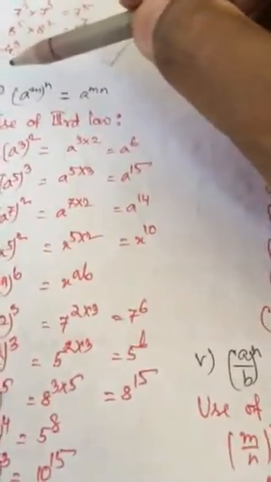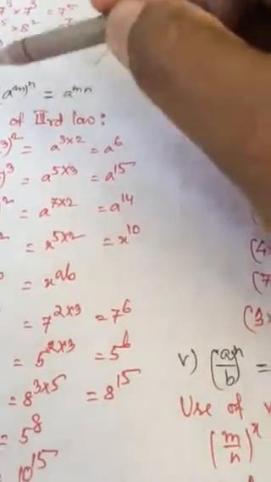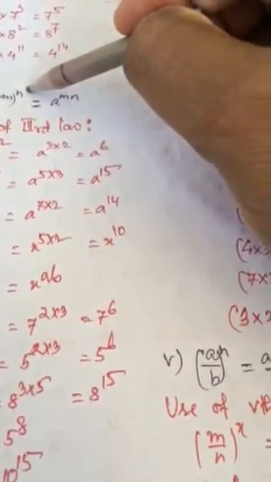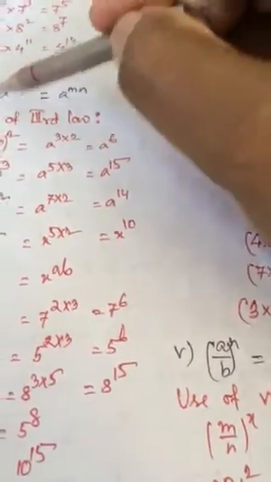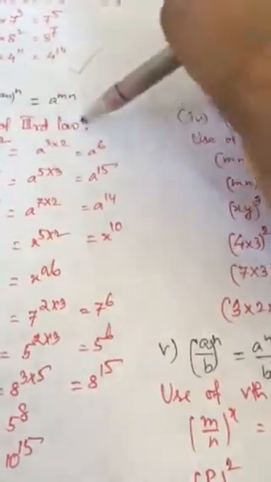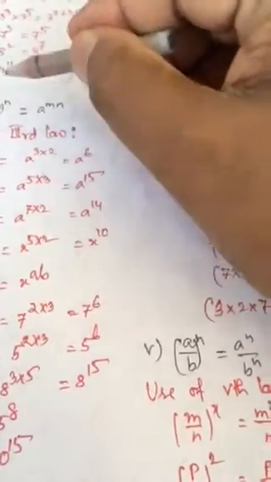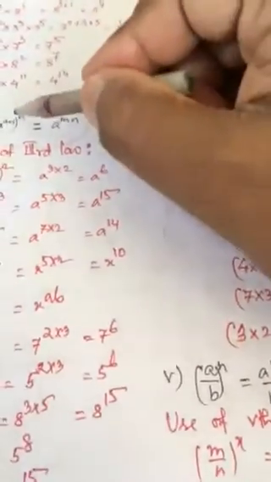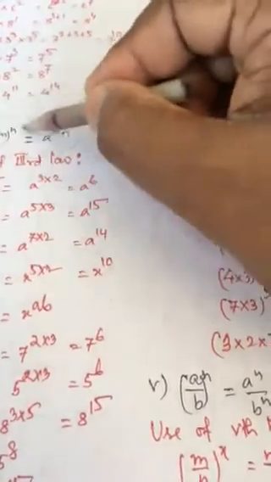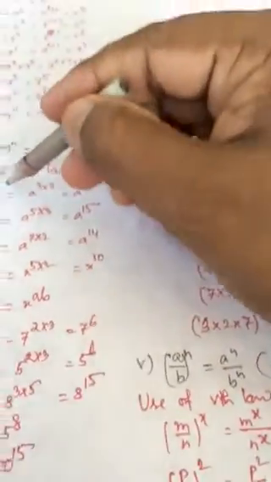Here you see a to the power m, whole to the power n. Double power is here. So this is the use of the third law, the third law of indices. If there is a power upon a power, a power on the power, in such a case we have to multiply the powers, m and n we have to multiply, you write mn.